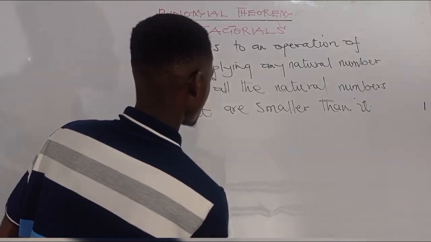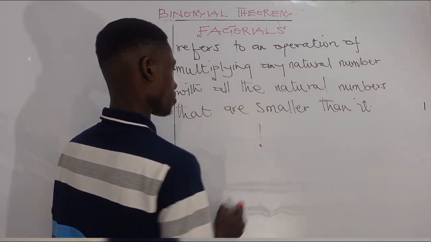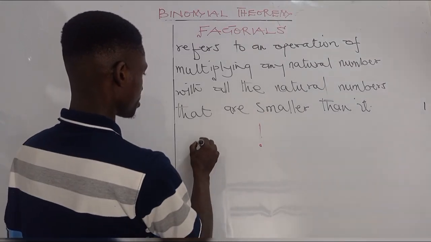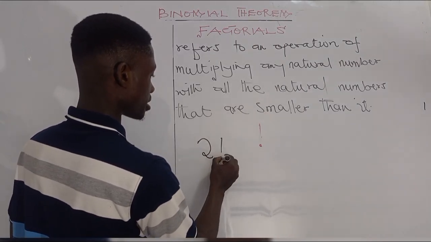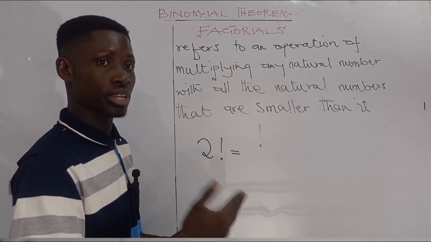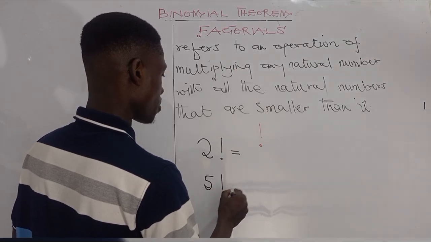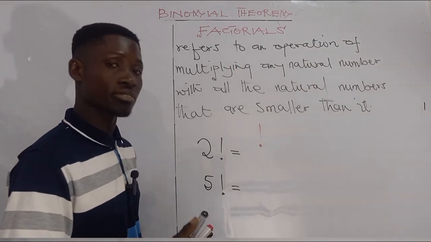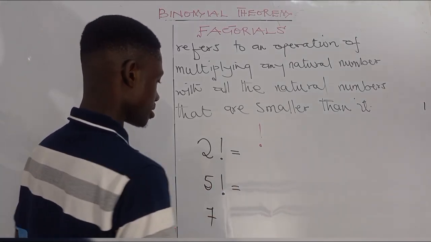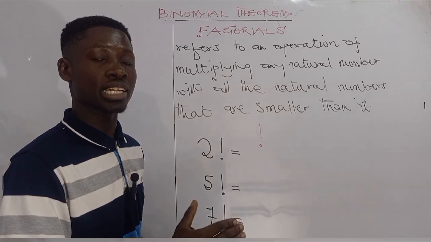Factorial is denoted with this very symbol. So when you have any natural number such as 2, with this symbol attached, it is read as what? 2 factorial. Similarly, when you have a natural number such as 5, with this symbol attached, it is read as what? 5 factorial. Moreover, if you have a natural number 7, with this symbol attached, it is read as what? 7 factorial.